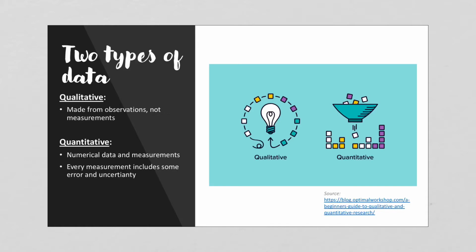Quantitative data is numerical data and measurements. So every measurement includes some sort of error and uncertainty. And we'll talk about that during this video. So quantitative data might be measuring the time it took for the reaction to complete or the temperature change that occurred. So something that's a number.